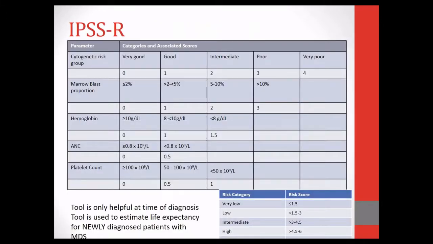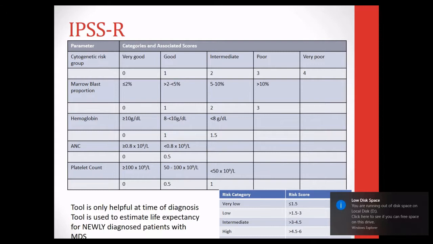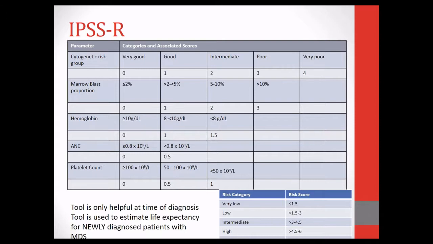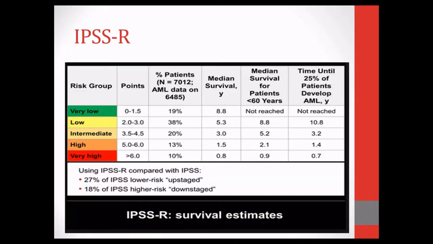For prognosis, we assess the International Prognostic Scoring System, and this tool is very helpful at the time of diagnosis to estimate life expectancy for newly diagnosed patients with MDS. It identifies various parameters such as the cytogenetic risk group, so the number of chromosome abnormalities that we would have, bone marrow blast proportion, hemoglobin level, ANC (absolute neutrophil count), and platelet count. We can then determine what risk group the patients would be in, which would then help us in determining their median survival and ultimately their prognosis.